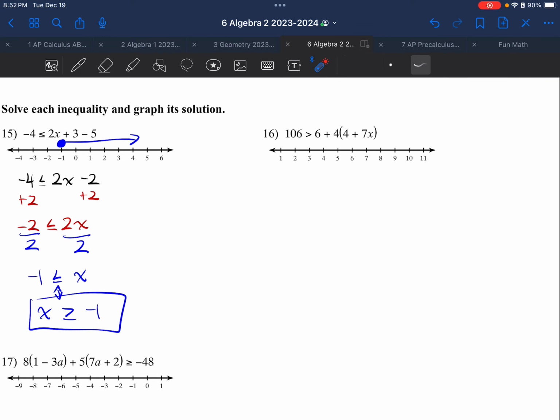Number 16 is going to be the same way, except I'm going to have some distribution in here. This 4 times 4 is a 16. This 4 times a 7x is a positive 28x. I still have a plus 6. I still have this inequality symbol and 106. I'm going to combine the 6 and the 16. That's going to become 22 plus 28x. Recopy that down. I still have this greater than symbol and 106.